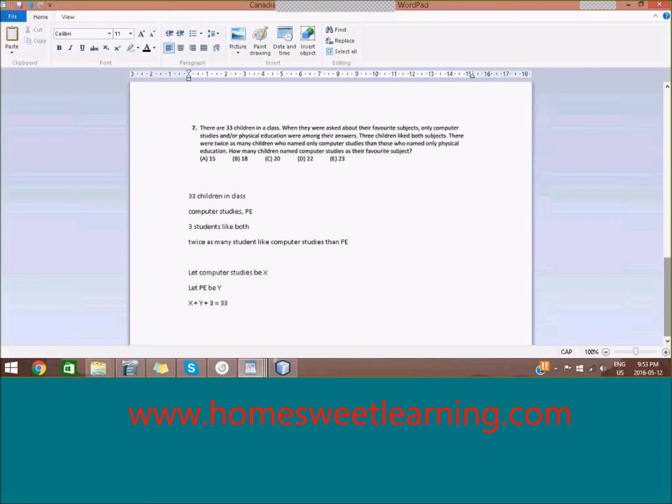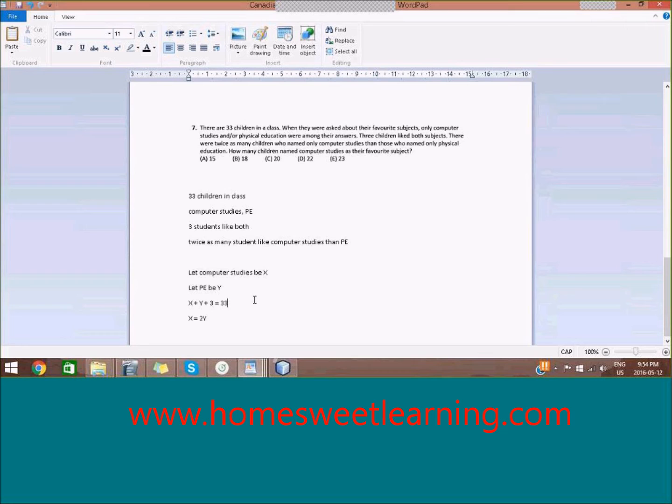Our second equation, we know that there are twice as many students that like computer studies than PE. So x, in order for this equation to be balanced, x is equal to 2y. So x is 2 times y, the number of students that like computer studies is twice as many as those that like PE. So for this to be balanced, we need to put a 2 in front of the PE. So that's our second equation. So from these equations, we can figure out what the value of these variables are.